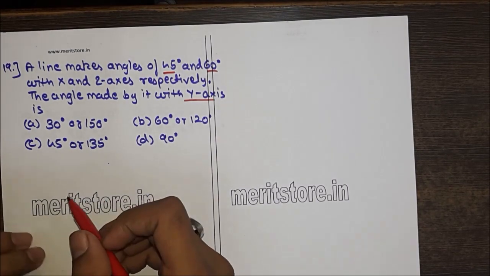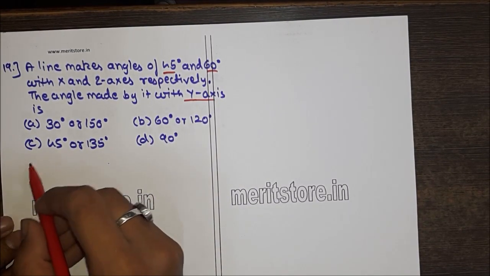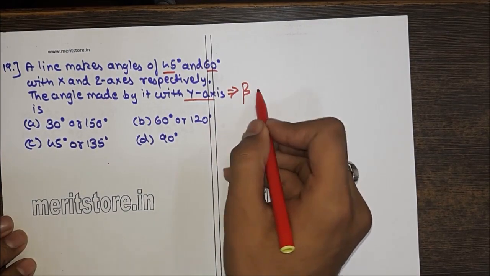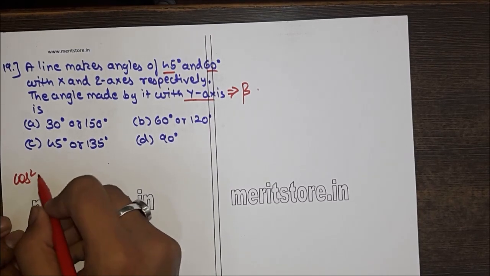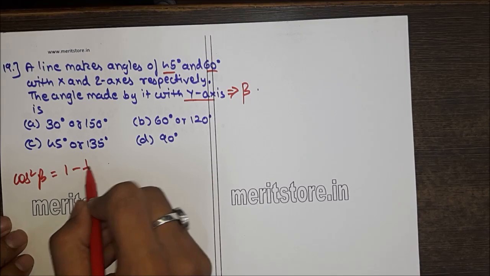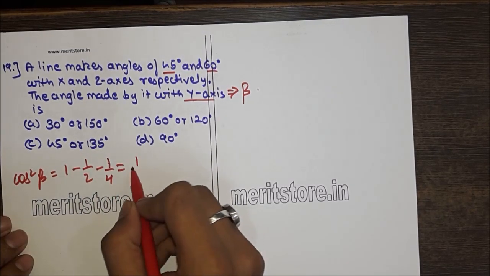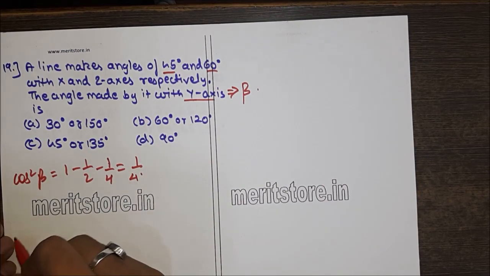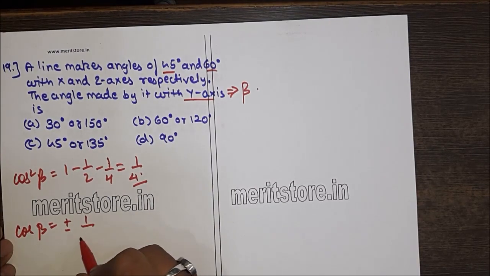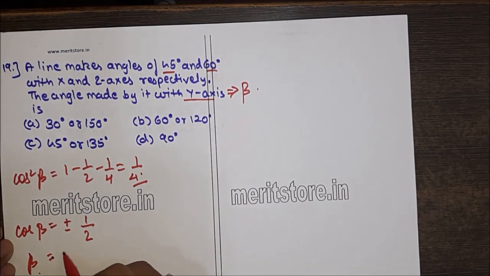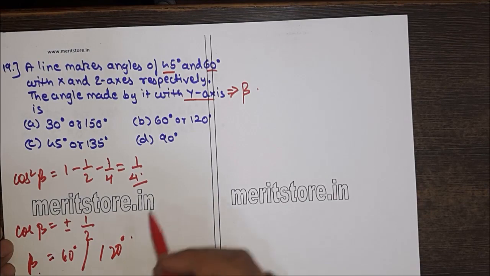So from our formula, we know that the angle made by y axis be denoted by beta. So we know that cos square beta is equal to 1 minus 1 by 2 minus 1 by 4, which is equal to 1 by 4. So taking square root on both sides, we'll get the value of cos beta as plus minus 1 by 2. Okay, so taking inverse of this, we get beta would be 60 degrees or 120 degrees. So our correct answer is option B.